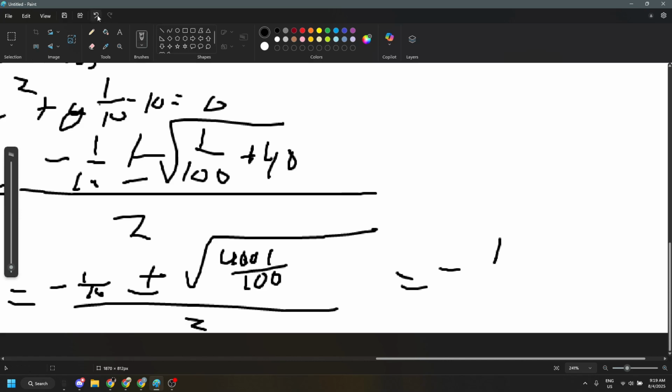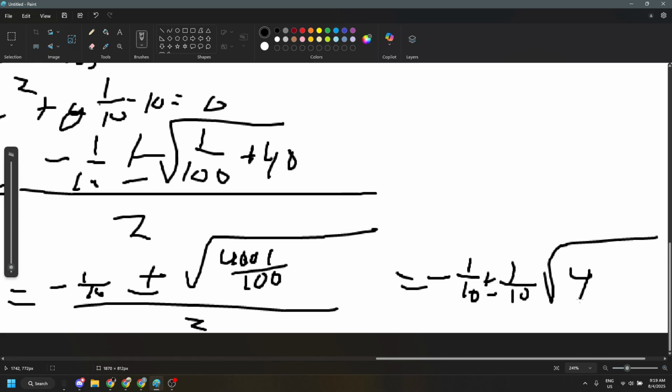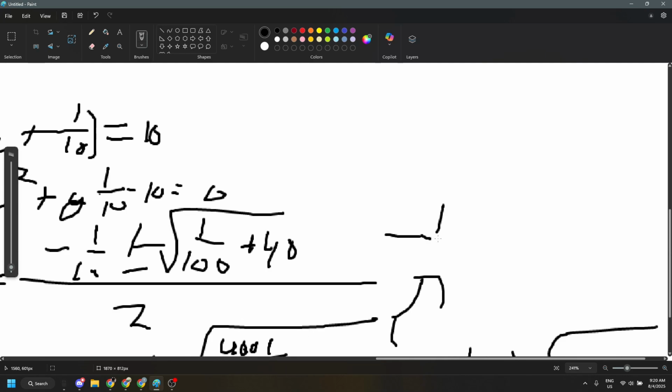So this would be negative 1/10 plus or minus 1/10 square root of 4,001, because you could take the 1/100 out and square root it, all over 2. So this goes to negative 1/20 plus or minus 1/20 square root of 4,001.